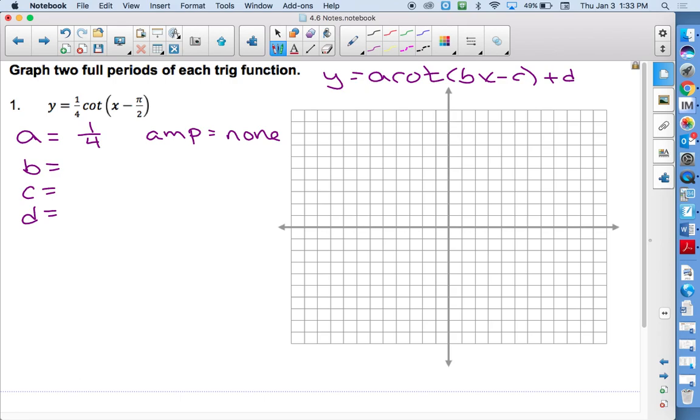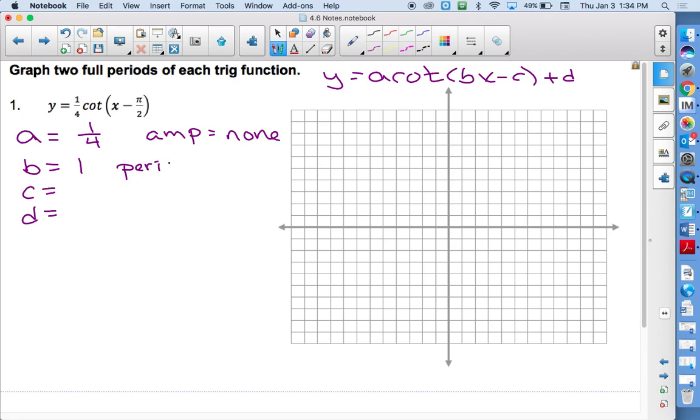With the secant, the cosecant, the tangent, the cotangent, they all go up to infinity or down to infinity. So there is no amplitude. The amplitude is the highest part of the graph, and only sine and cosine have a max and a min that actually stops instead of just going on forever. So yes, the A value is 1/4, and that's part of the graph, but the amplitude is none. The B is the number in front of x, and that's just 1.